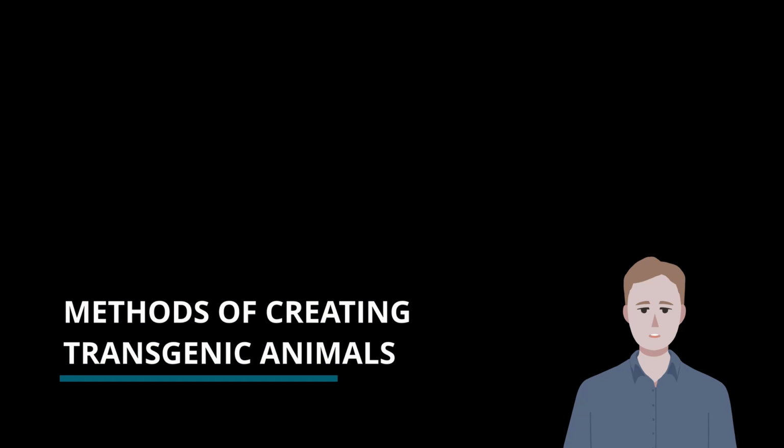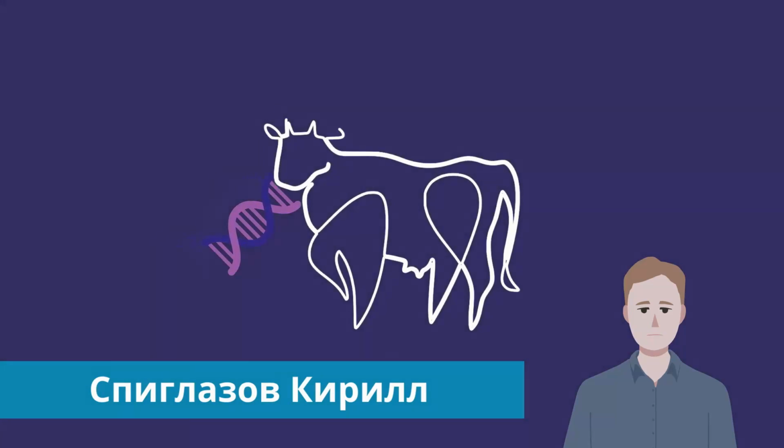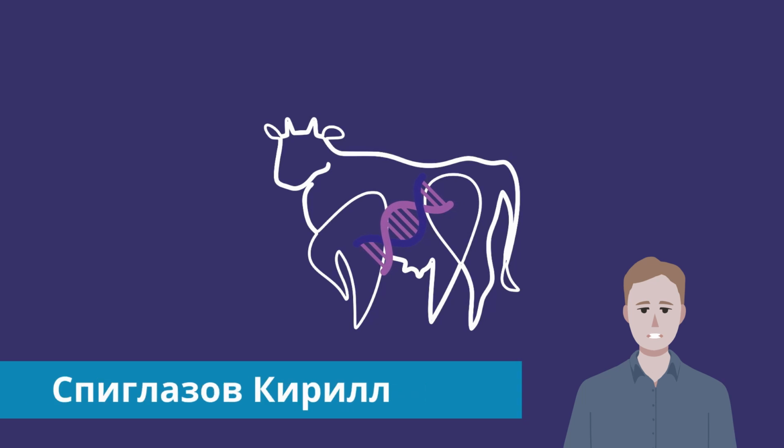Methods of creating transgenic animals. Animals with introduced foreign genes are called transgenic. Transgenic animals can be created by introducing DNA from another organism. Take mice, for example. DNA can be injected into mice.